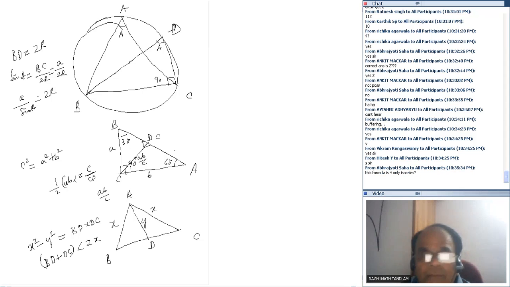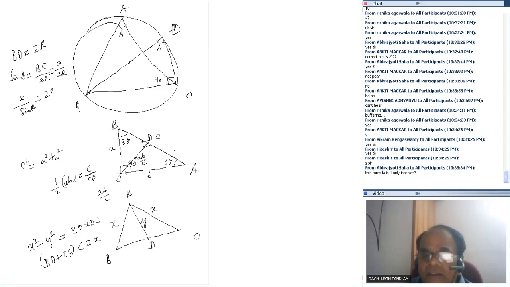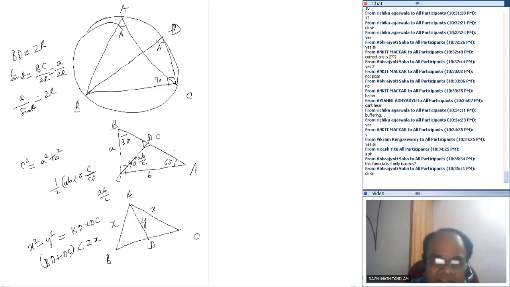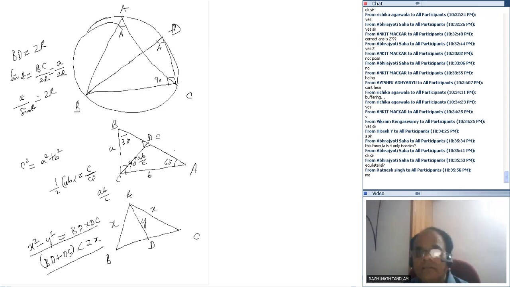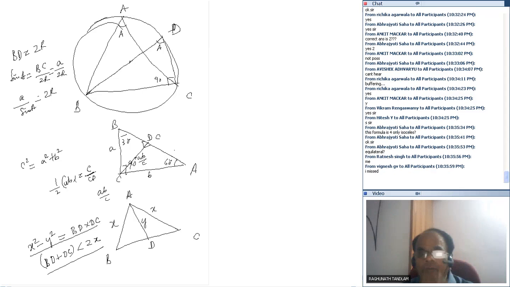Rogan, I'll come back to that. This is only for an isosceles triangle, only if AB and AC are equal. Remember, the most important thing is that BD plus DC should be less than 2x. How many of you missed this when you posted an answer? So you have to be careful. This should be avoided.